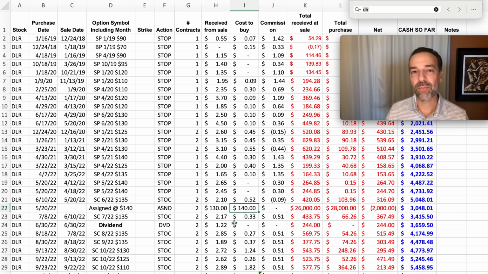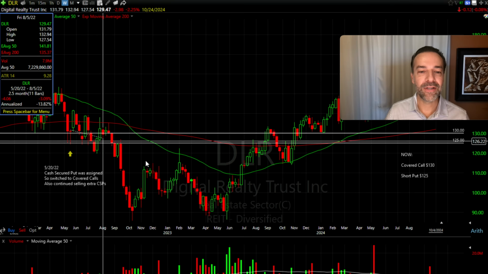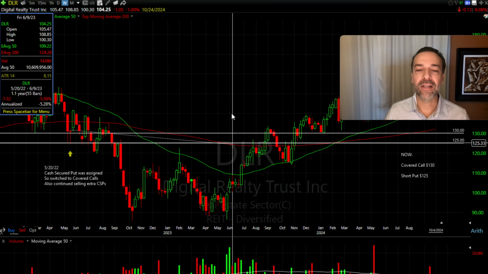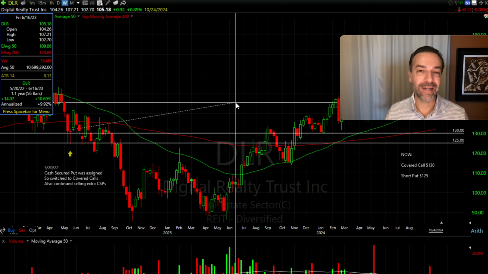But notice the strike prices that we were selling. Remember, we paid $140 for the stock because that was the strike price of the put options that we had just sold. But remember, DLR had a 50% price decline from its high several years back. It reached a low of around $90 per share. If we were trying to sell that $140 call option, we wouldn't receive hardly anything for it.